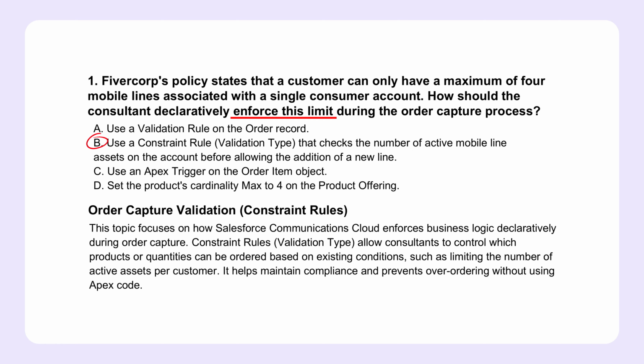That's an excellent point, and it really gets to scale and scope. A standard validation rule only checks the thing you're trying to save right now, the order itself. Right, the current transaction. Exactly. It doesn't look at the existing services the customer already has. What's fascinating about the constraint rule is it's designed to operate on the account's installed base. It specifically checks the number of active mobile line assets already tied to that customer account before the system even allows adding a new line to the order. So the constraint rule enforces compliance against the customer's entire service history, making sure that business rule holds globally, not just for this one transaction.